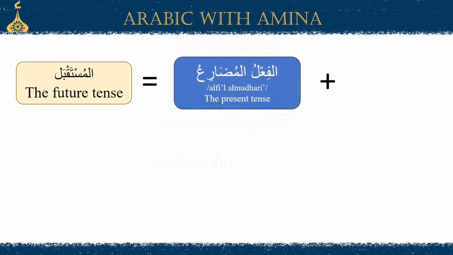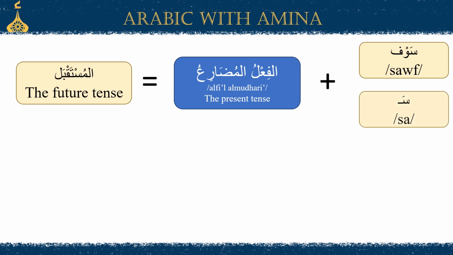So we covered both ways of how to transform a present tense verb to the future tense. We simply precede it by the word sawf, or have a prefix of the letter sin attached to the present tense verb. Both of these are equivalent to the word will in English.